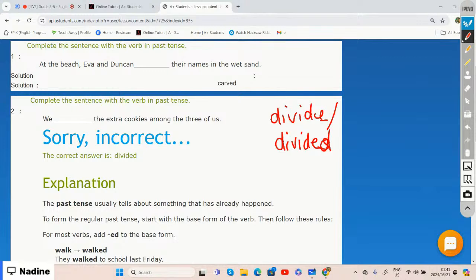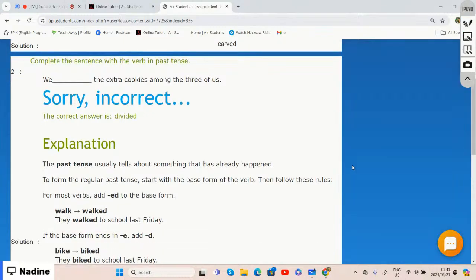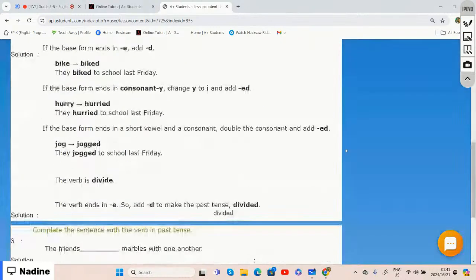All right, and if we were to choose the correct one, then yes, we would say divided. Because remember, we are still doing the past tense, so we divided the extra cookies amongst the three of us. Well done. Divided is correct. Let's look at the last one and then we go into the test.